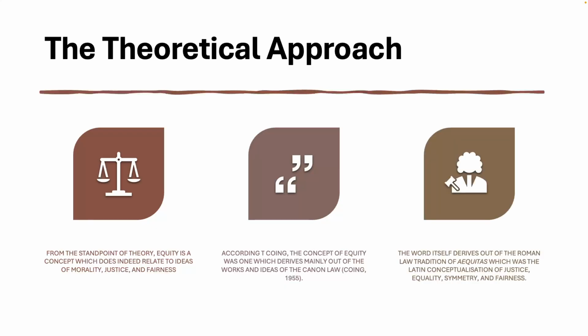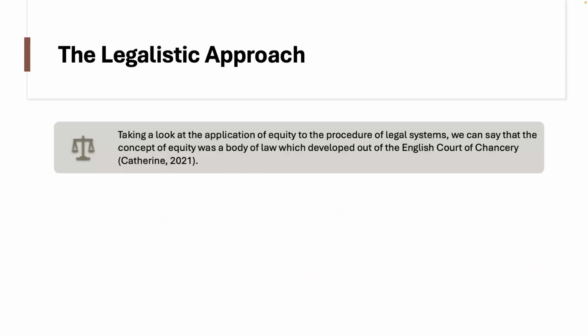The word itself derives out of the Roman law tradition of equitas. Equitas, which is of course the Latin conceptualization of justice or equality or symmetry or fairness. That's the kind of thing that we can roughly translate from the Latin word equitas to mean. From a more legalistic perspective, taking a look at the application of equity to the procedure of legal systems, we can suggest that the concept of equity was a body of law which develops out of the Court of Chancery.